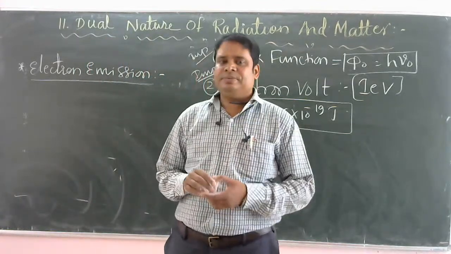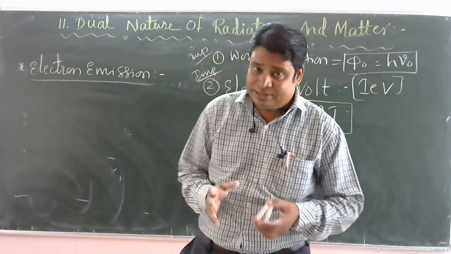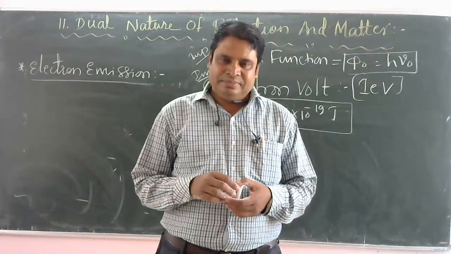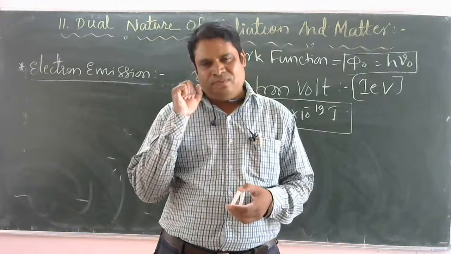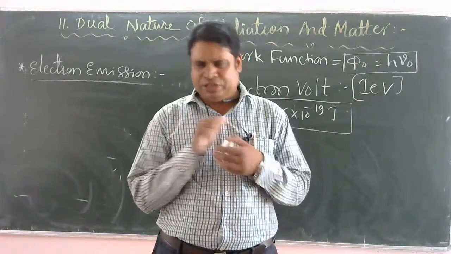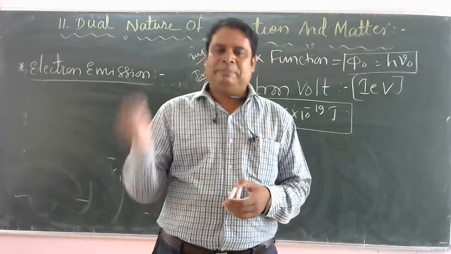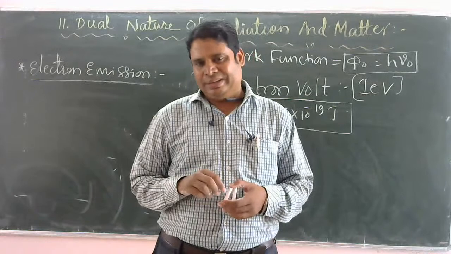Now the question is, what are the different possibilities to remove an electron from a metal surface? How can we remove an electron? One thing is very clear: by supplying energy. By supplying energy to the metal surface, you can remove electrons.